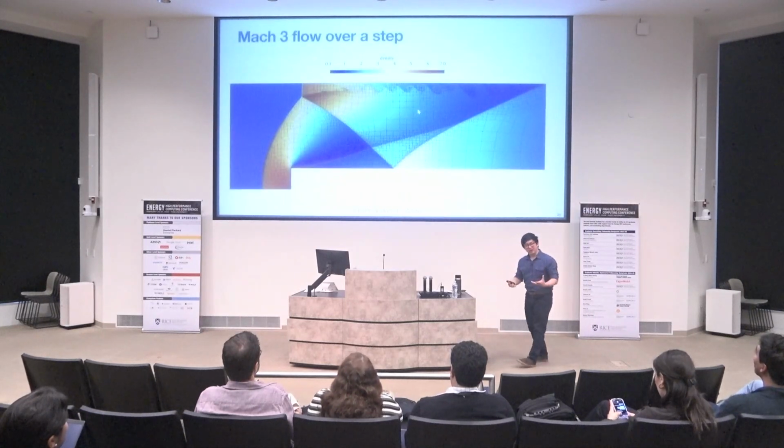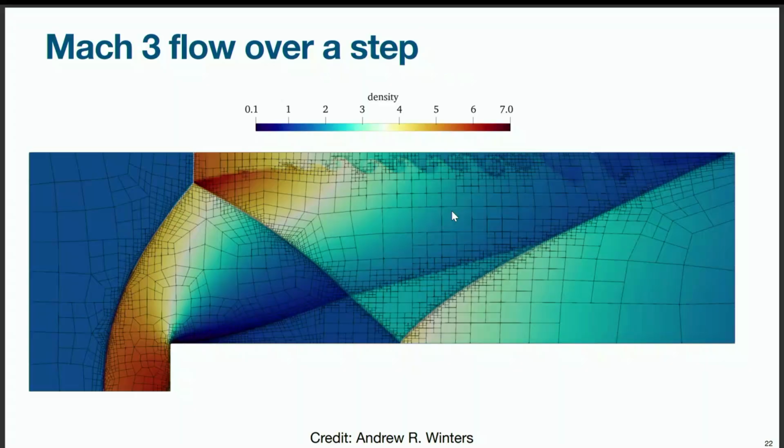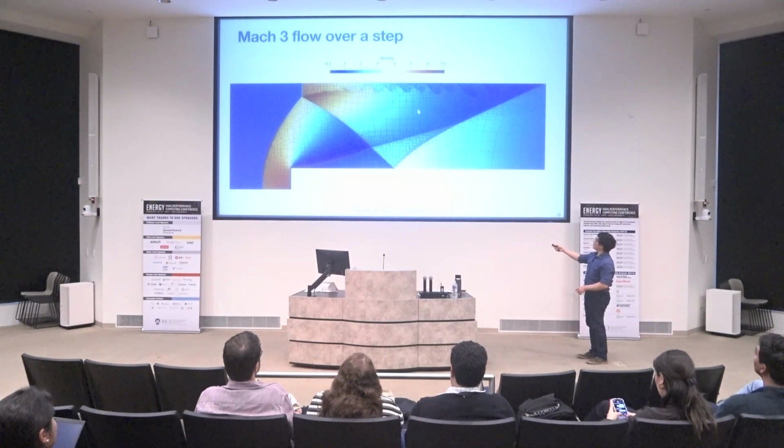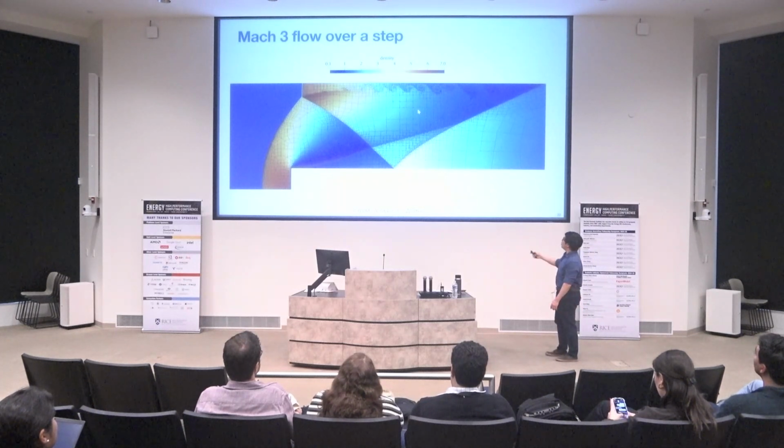Okay, here are some examples of pictures that you can get from this code. This is a Mach 3 flow over a step. Basically, think of it as a supersonic flow in something that looks kind of like a wind tunnel. The important part that I want to point out is you have a bunch of discontinuities. So you have these shocks in the solution. You have these weird kind of wavy features up here. It's a reasonably complicated flow, but also overlaid is the mesh.